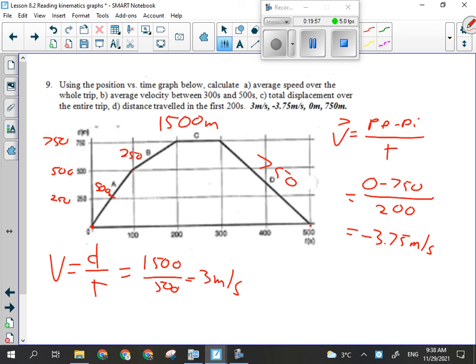Okay, total displacement over the entire trip, 0. Initial position, 0. Final position, 0. Didn't go anywhere because we came back to where we started. All right, distance traveled in the first 200 seconds. 500 plus 250, 750 meters. Again, that one doesn't need a direction on it because that's for distance, which is scalar. Okay, that was on an exam years ago. Okay, that exact question.